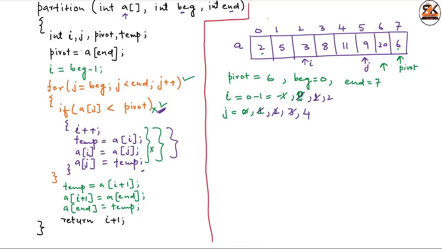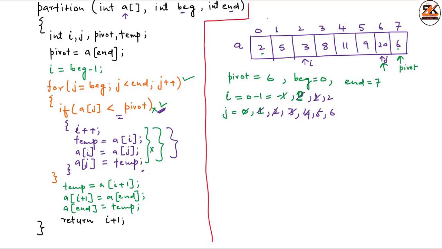Now j is pointing to location 5. We compare the contents pointed by j with 6. Is a of j less than 6? No, it is greater, and we again increment j. Now j becomes 6 and j will point to this location. Okay, and we will remove this. Now j is pointing to 6.